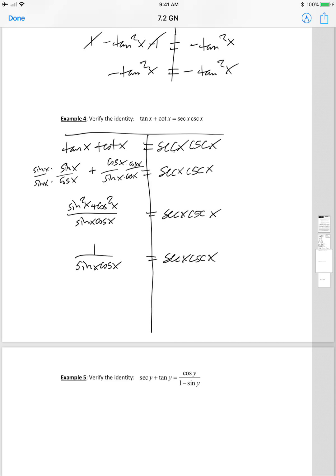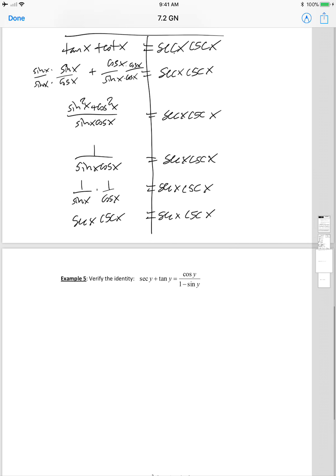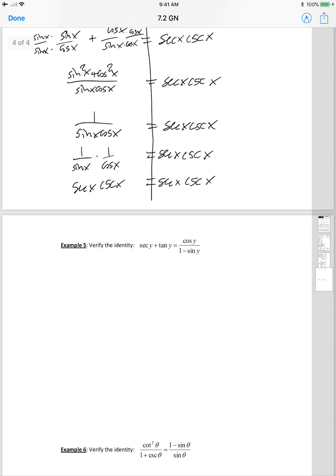And now, just for clarity, I'm going to rewrite this separately, and that's okay. I'm multiplying. I didn't actually change anything. 1 over cosine is secant. 1 over sine is cosecant. And I'm done. That's so simple. I do hope you're enjoying this, truly.